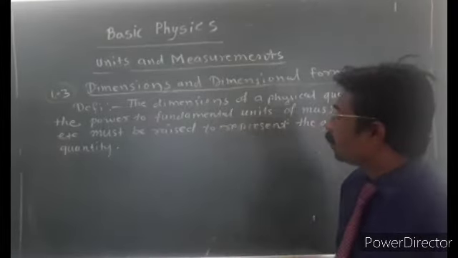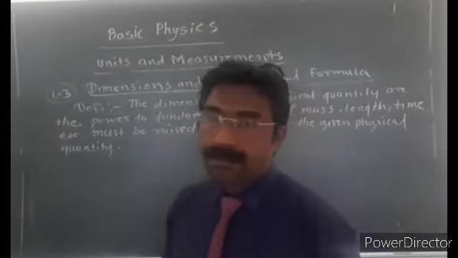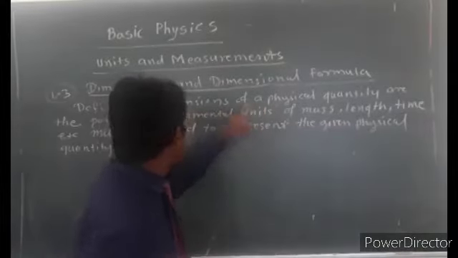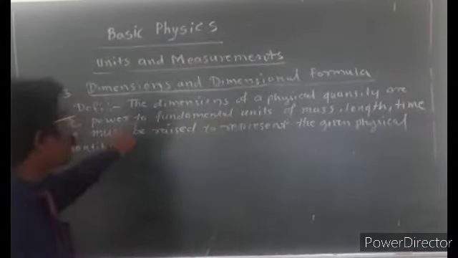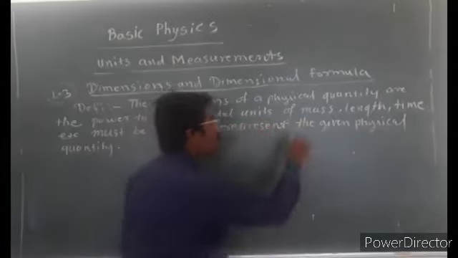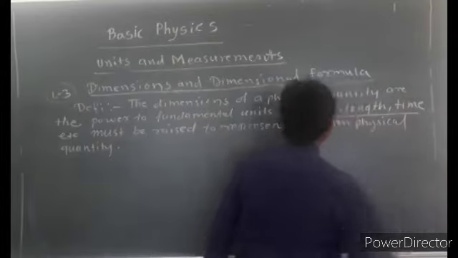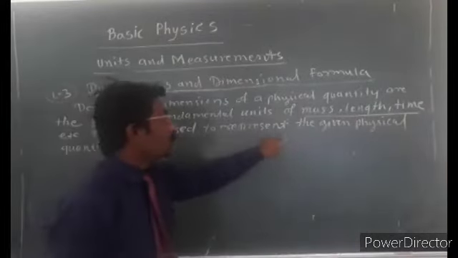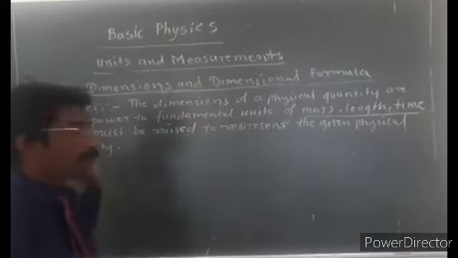The definition is here, but you will not directly understand it. The dimensions of a physical quantity are the powers to which the fundamental units of mass, length, time, etc. must be raised to represent the given physical quantity.